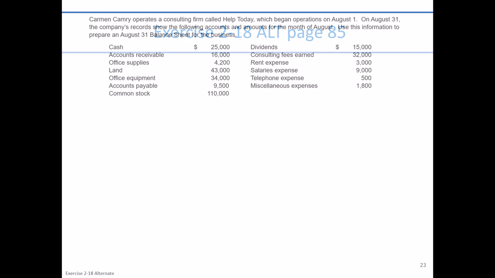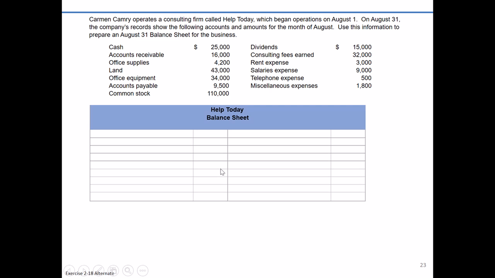In exercise 218, we're continuing forward with our same Help Today example. We've already done our income statement. Then our next statement was our statement of retained earnings. The last statement, and the third one that we should prepare in the order, is going to be our balance sheet. I like to think of the balance sheet as a snapshot of the financial position of the company.